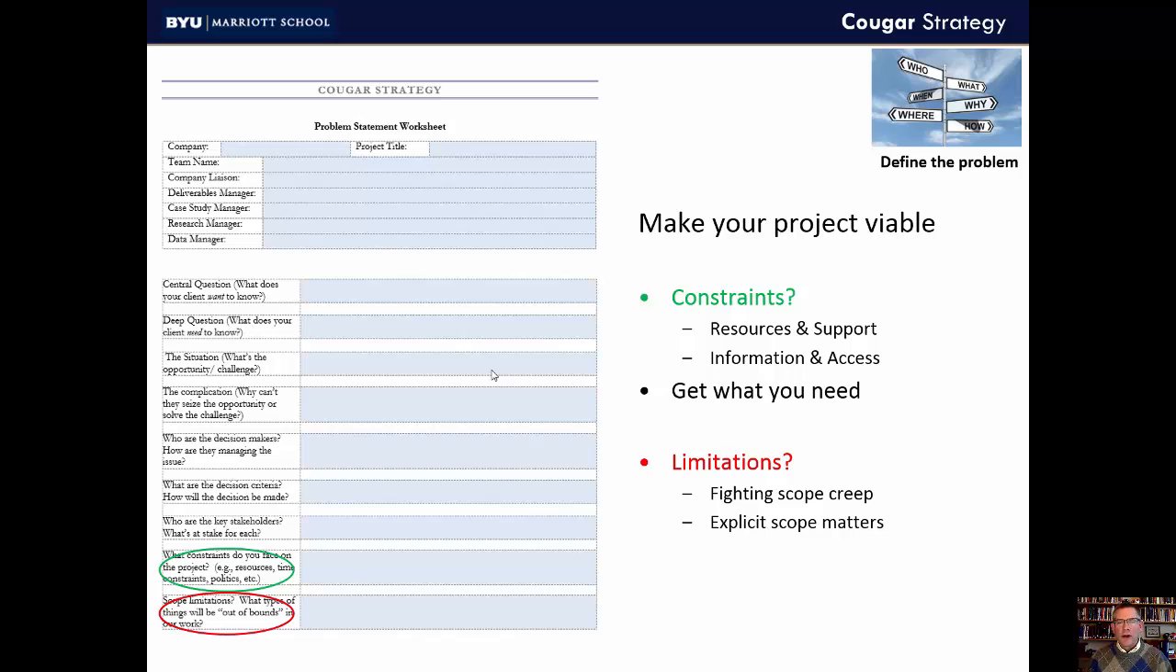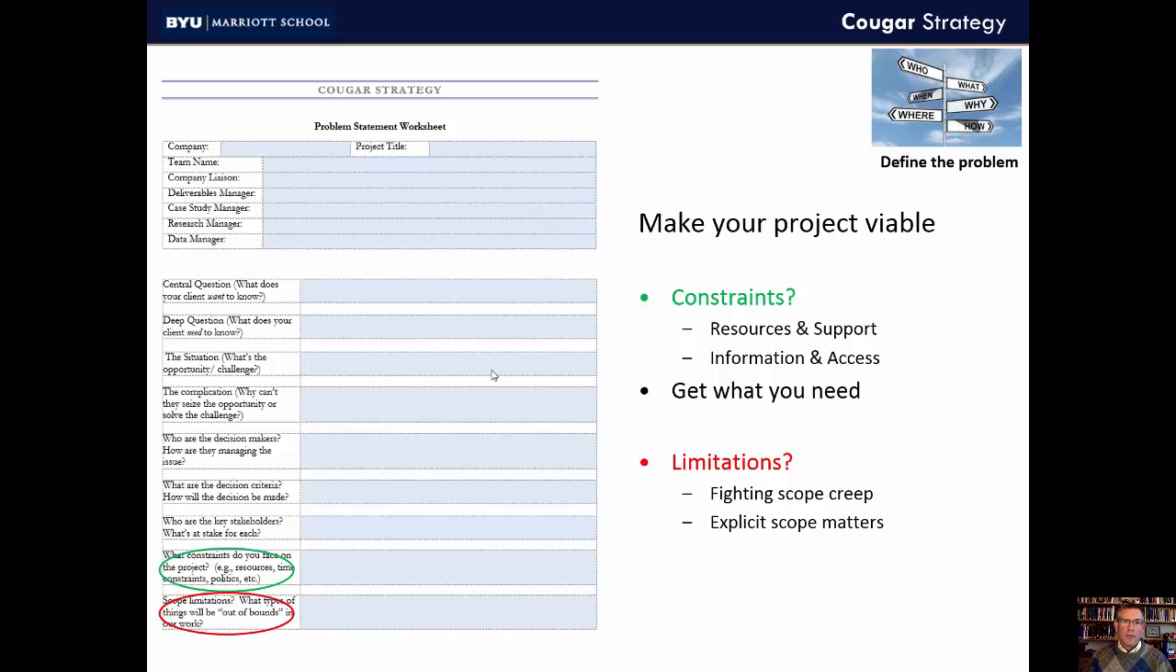Finally, what are the limitations? What's the scope of the project? Now, what's going to happen is you're going to agree on a preliminary scope with your client in the next couple of weeks as you write the case study and as you frame the issue. Your client will almost naturally want that scope to increase.